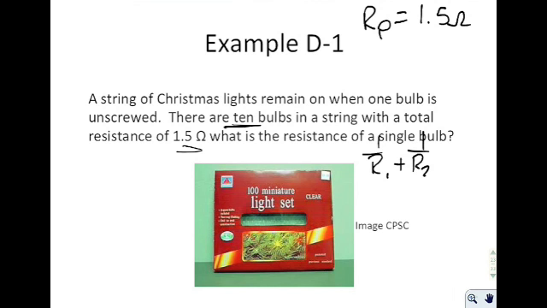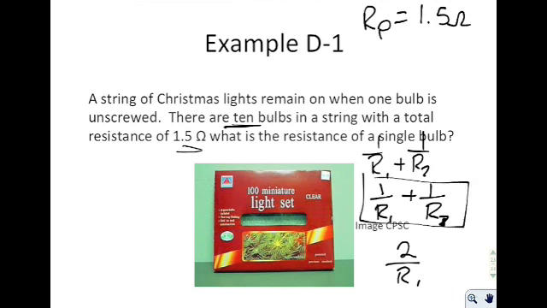So instead, if I had 2 light bulbs, it would be 1 over R1 plus 1 over R2, and you could add these together. You wouldn't say 1 over 2R. Instead you would say that it would be 2 over R1, because you're adding these two fractions together. So now, when I'm talking about resistors in parallel, you'd say 1 over Rp is equal to, I have 10 bulbs. If I have 10 bulbs, it would be 10 over R1.